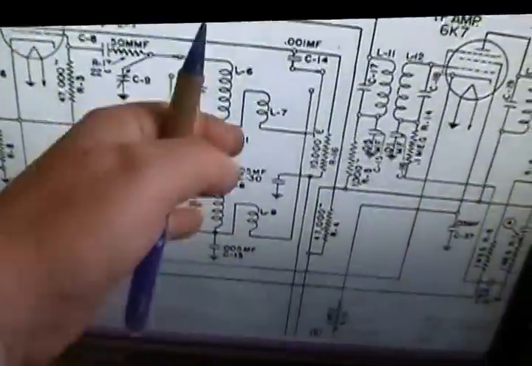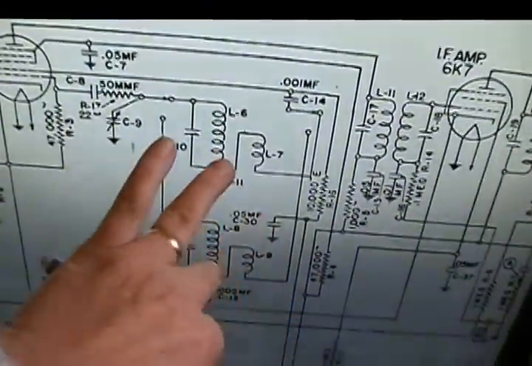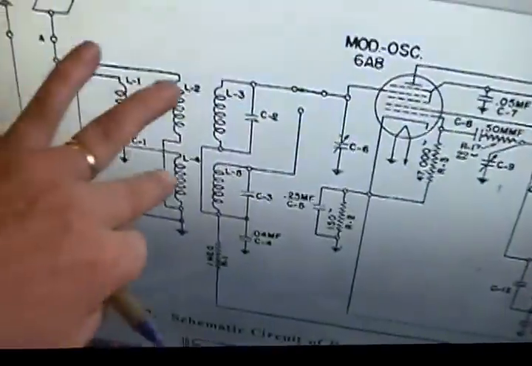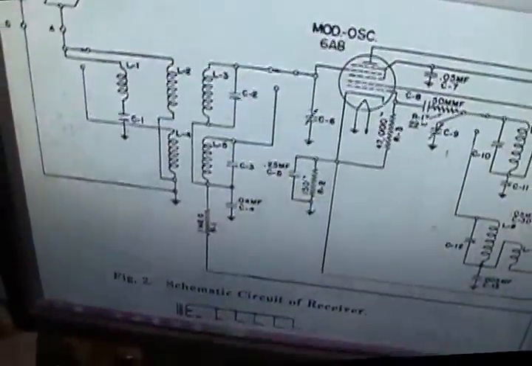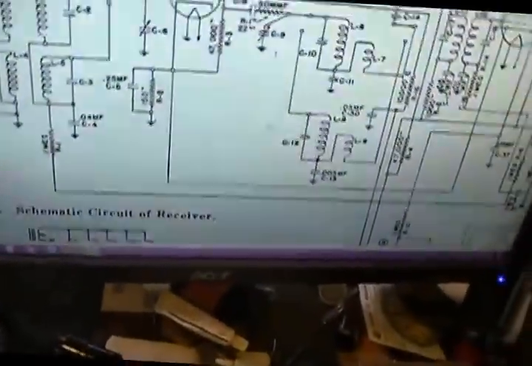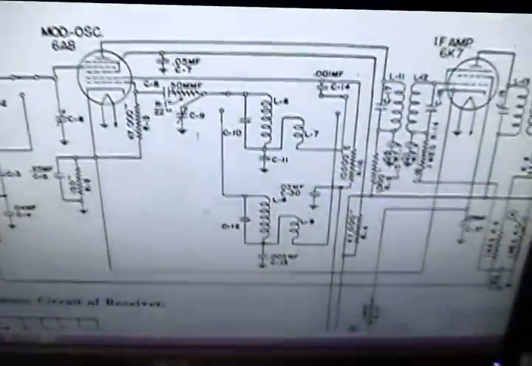So anyway, how do I know this coil from this coil? You have to go back to radio theory. Superheterodyne radio.